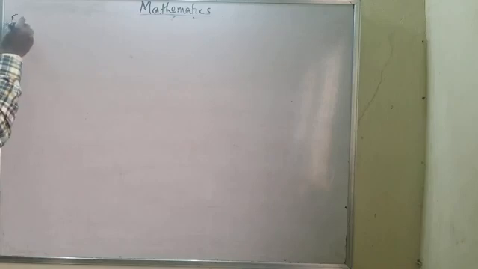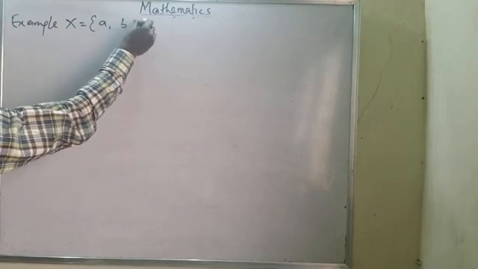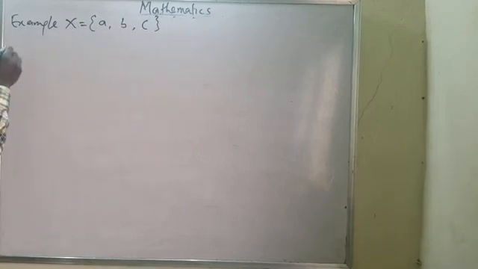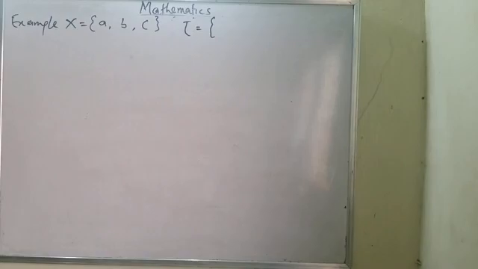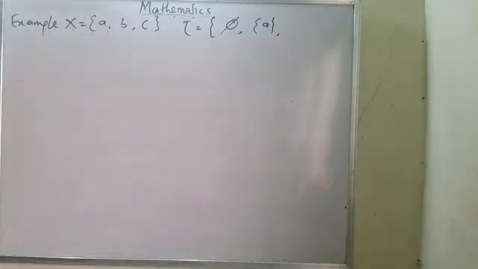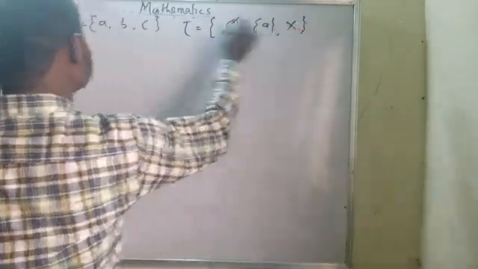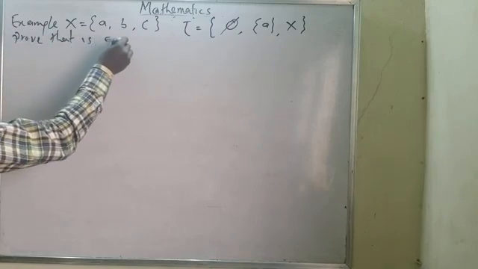Now, look at this problem. Let me quickly give a problem to explain that. For example, X equals {a, b, c}. This is how the question will come. Tau can be the empty set, A, and X itself. Don't forget X is a set in itself. Now that is what I'm going to do. Prove that this is a topology.